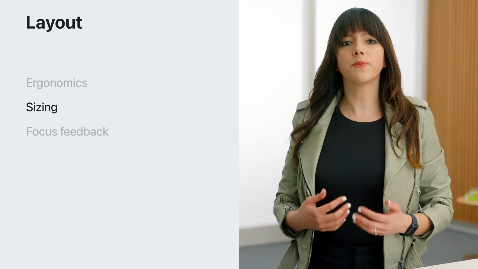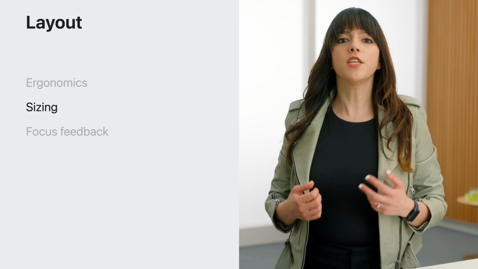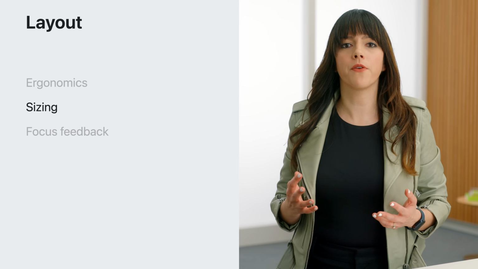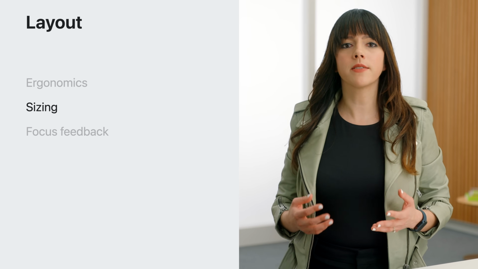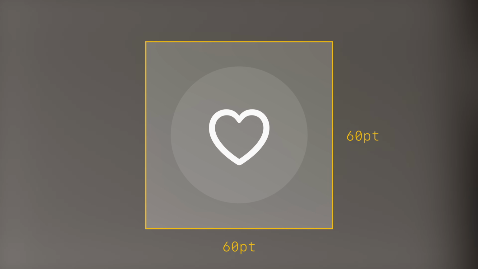Now that we've covered best practices for content placement, let's talk about content size. Each person is unique, and our eyes have slight variations from one person to another, which is why elements should use sizes that are easy to target. Let's get into the details. Interactive elements must have a tap target area with at least 60 points of space, so they can be easily selected.